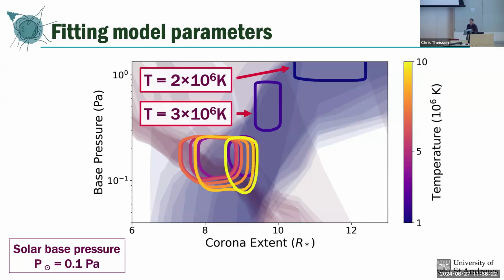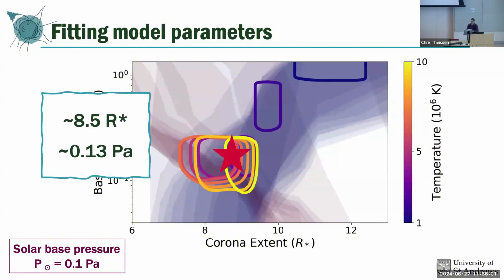And there are areas of agreement for them, but they don't fit with everything else. But once we get up above about 4 million degrees Kelvin, there's this sweet spot where we are no longer dependent on temperature, and all of the models agree that you want a pressure that's pretty comparable to solar pressure, and you want a corona radius of about 8.5 stellar radii. So that's quite big, but it is consistent with other estimates for young stars.